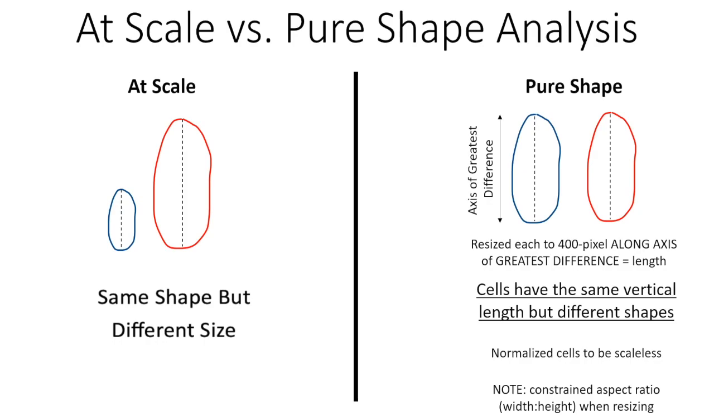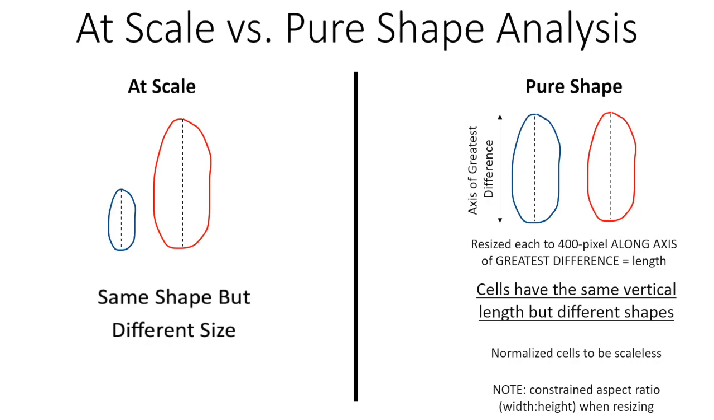To analyze just the shape of each cell without considering the size, we resized all cells such that the axis where the difference in size was greatest was scaled to be the same. We constrained the aspect ratio during resizing. These resized shapes were referred to as the pure shapes of sickle cells.